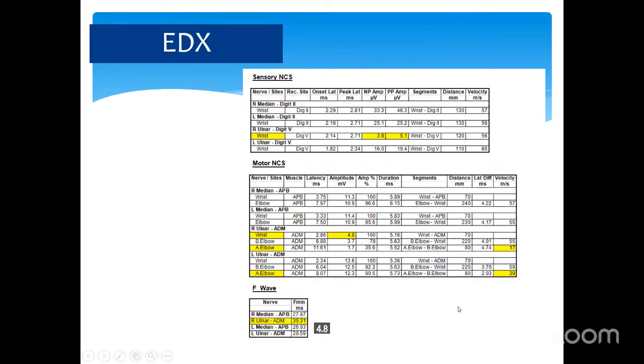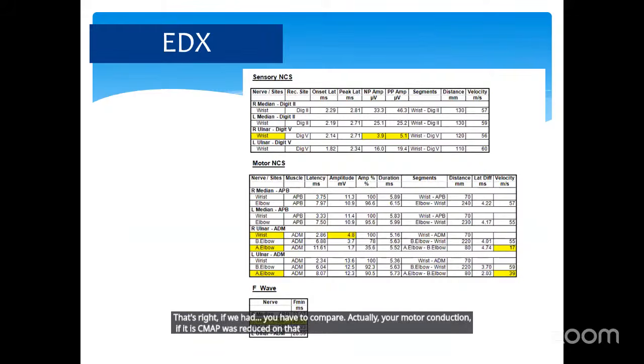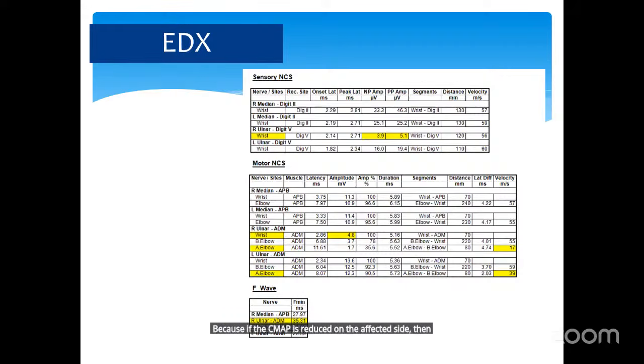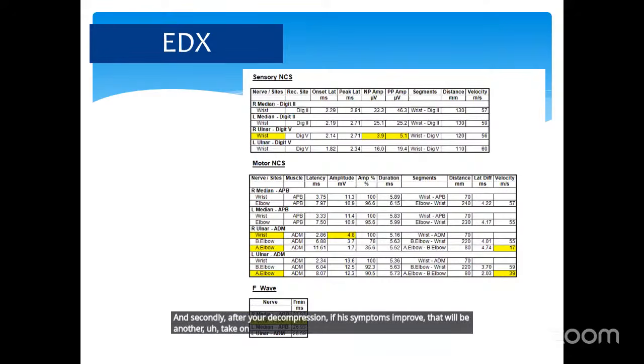Compared to the right side, the left side had 13.6. You have to compare your motor conductions. If the CMAP was reduced on that side, then it's okay, because a purely sensory presentation from a compressive entrapment pathology will be very, very unlikely. Even if the CMAP is reduced on the affected side, then you can attribute it. Secondly, after your decompression, if his symptoms improve, that will be another indication that your diagnosis is correct, because whatever he was showing was purely sensory. That is the reason I have raised these questions.